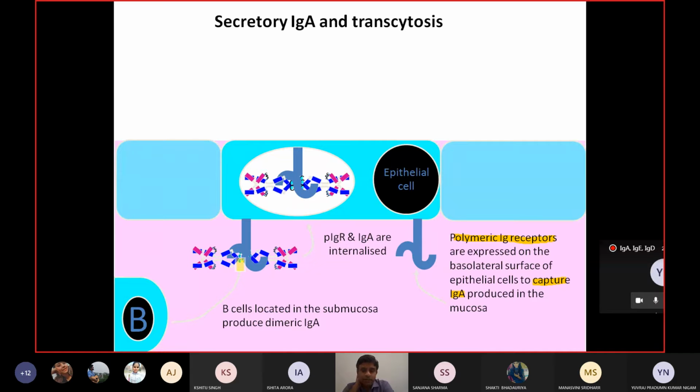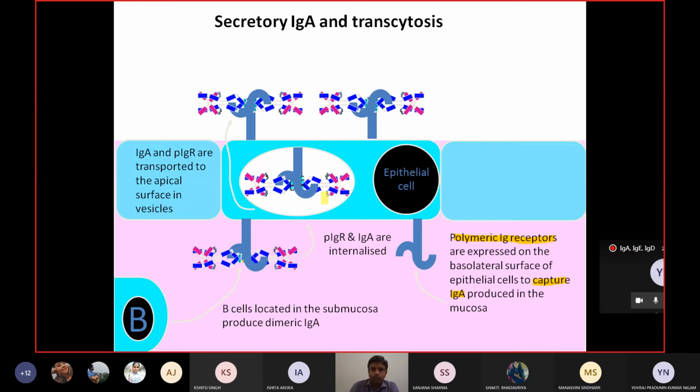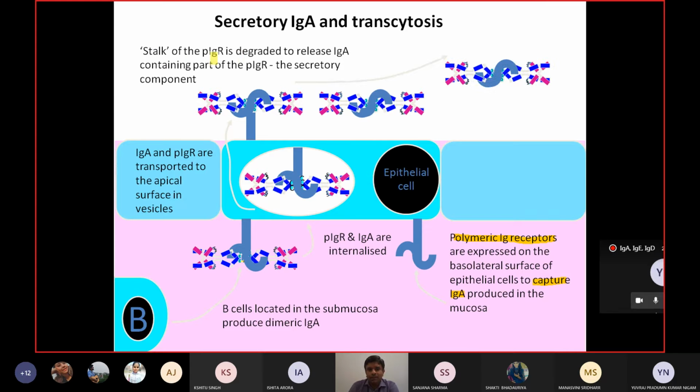The polyimmunoglobulin receptor and IgA are internalized in a vesicle. So you can see this whole complex has now been internalized into a vesicle. And what happens in the vesicle? Because of various degradative enzymes, the stalk of the poly Ig receptor is cut. So it moves out, and the stalk of the poly Ig receptor is degraded to release the IgA-containing part of the receptor. You can see here there is a part of this receptor which is called the secretory component, and now it has moved into the external secretion.